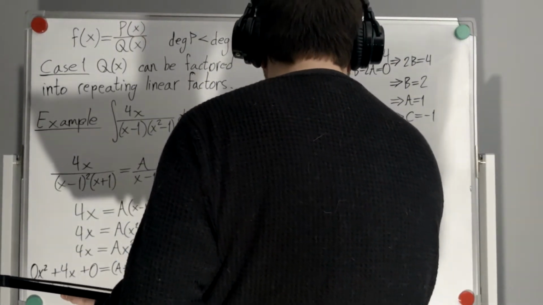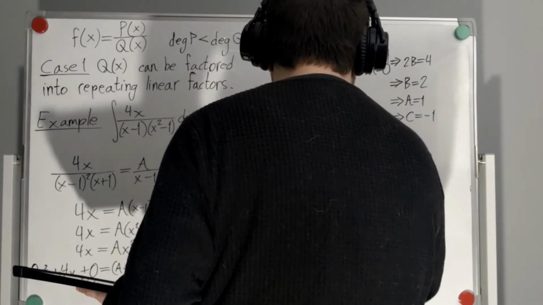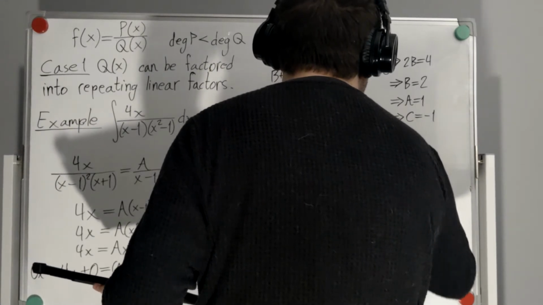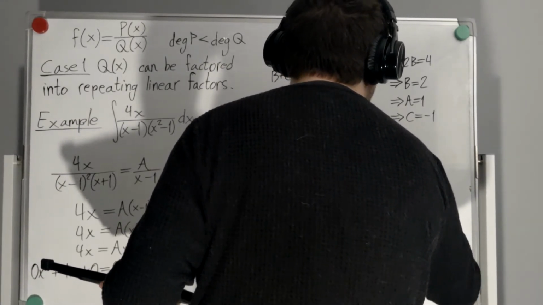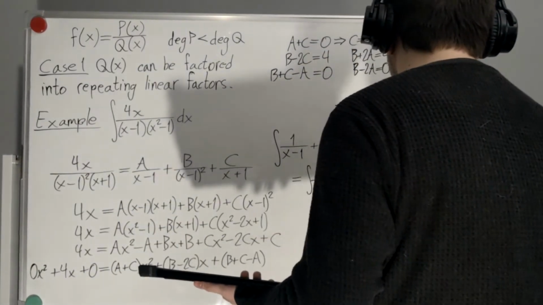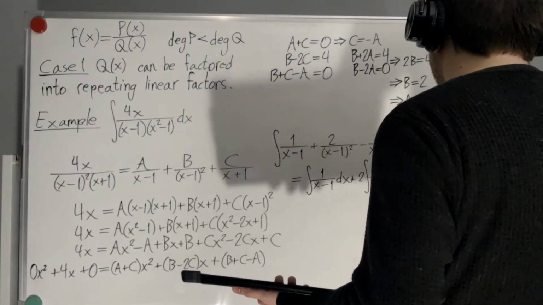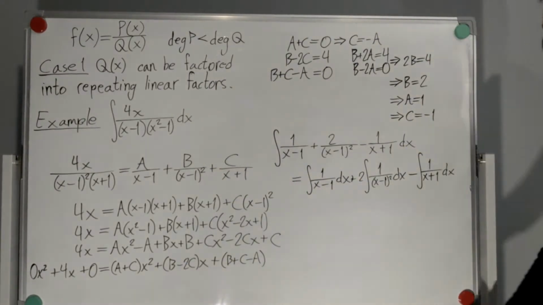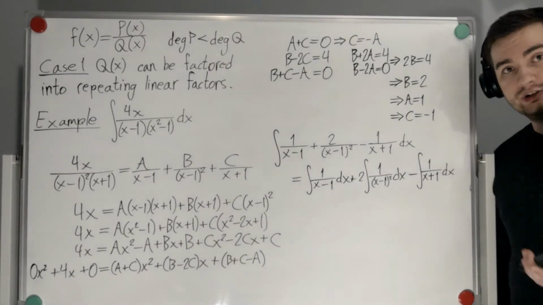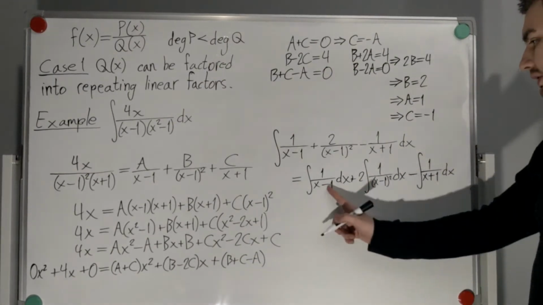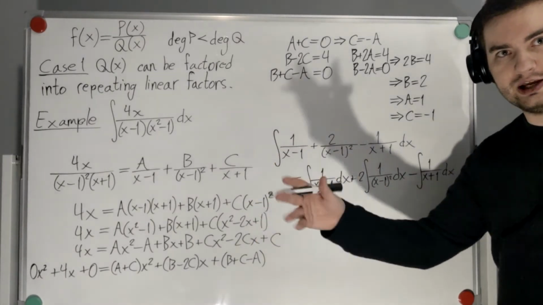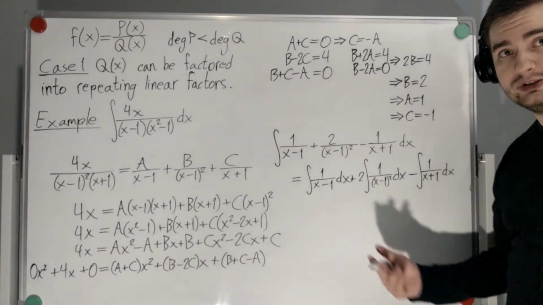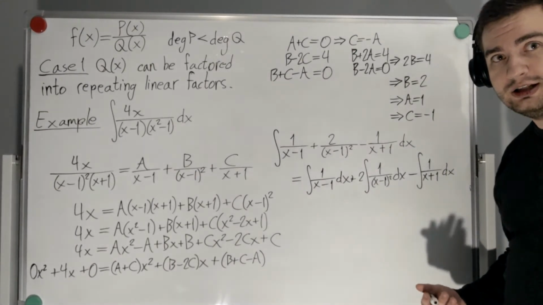Once again, you can split this into 3 separate integrals. You have the integral of 1 over x minus 1 dx plus 2 times the integral of 1 over x minus 1 squared dx minus the integral of 1 over x plus 1 dx. Okay? And just like before, these two you can handle by just doing u substitution on u equals x minus 1 or x plus 1, depending on which integral you're talking about. And this one can also be done by a u substitution on u equals x minus 1.